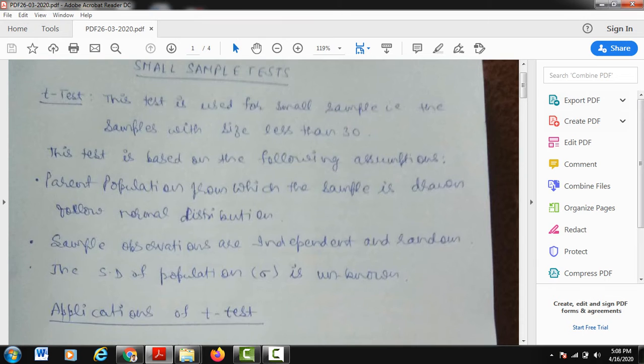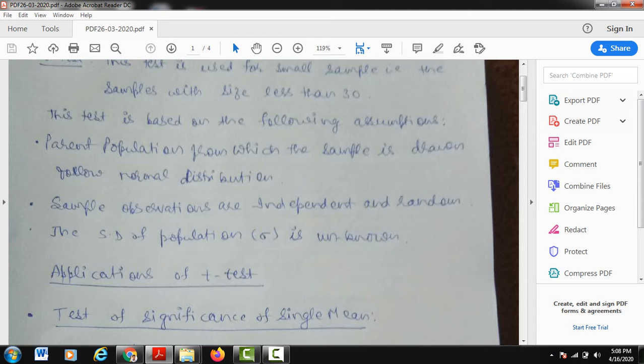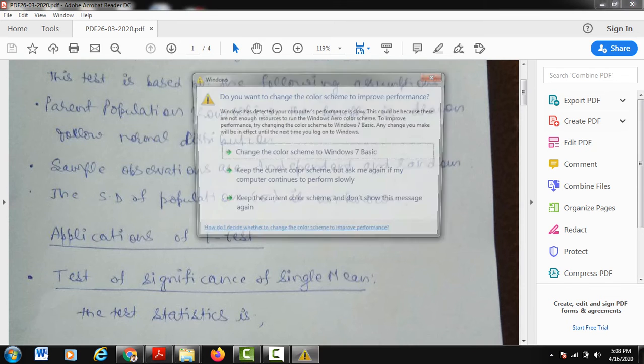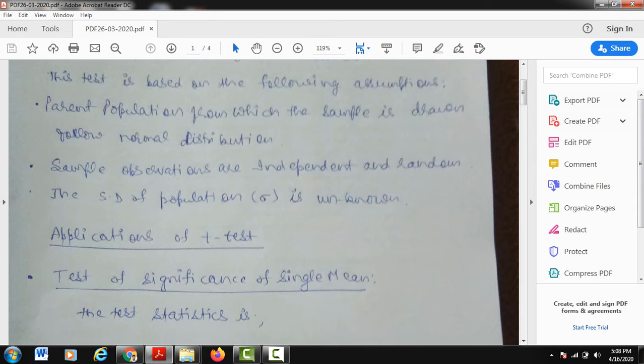The T test is used for small samples, that is, when the sample size is less than 30. It is based on some assumptions. First, the population from which the sample has been taken should follow the normal distribution. Second, the sample observations should be independent and randomly picked. And the last is that the standard deviation of the population, sigma, should be unknown. So what are the various applications of the T test?